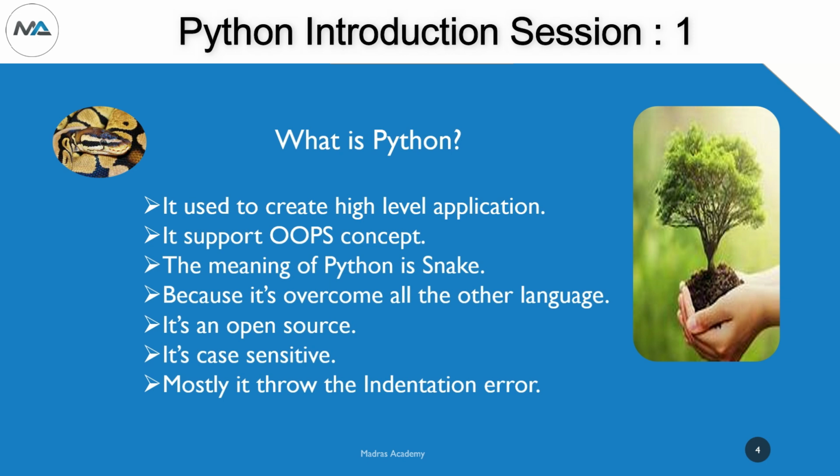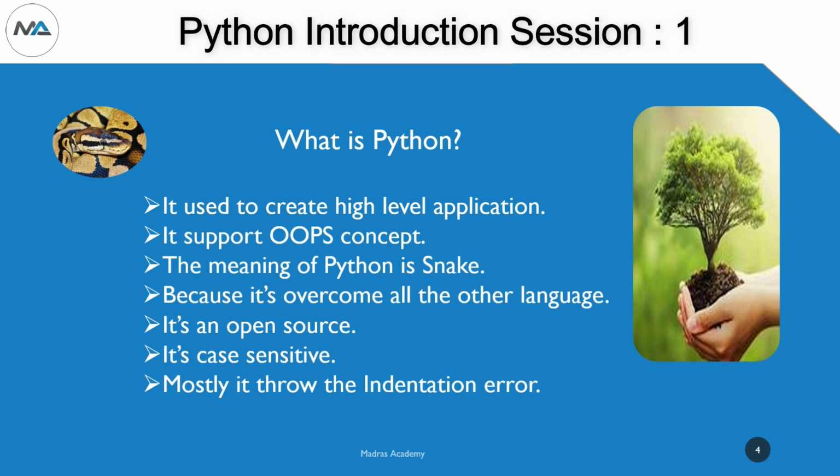And the meaning of Python is snake. Why are we comparing it with a snake here? Normally a snake moves very fast, right? In the same way, when we compare with other languages, we can write the code very fast. We can develop applications very fast here, because it overcomes all the other languages. We don't have that many procedures, so we can simply write it in one or two lines and complete everything here.